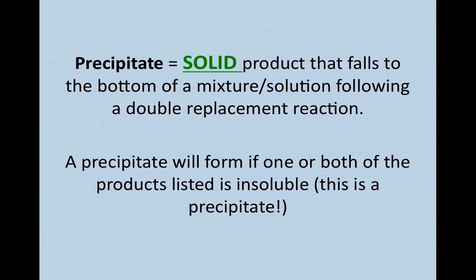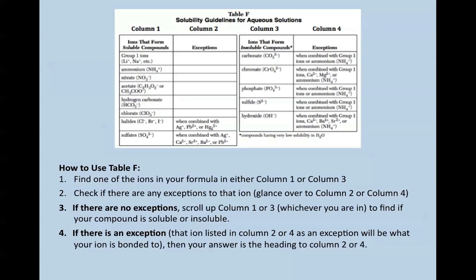So a precipitate will form if one or both of the products listed is insoluble. Right now we're not going to focus on these double replacement reactions. We'll do that in a lab. We're solely going to focus on determining if something is soluble or insoluble using Table F. So you might want to pause and just read through how to use Table F.